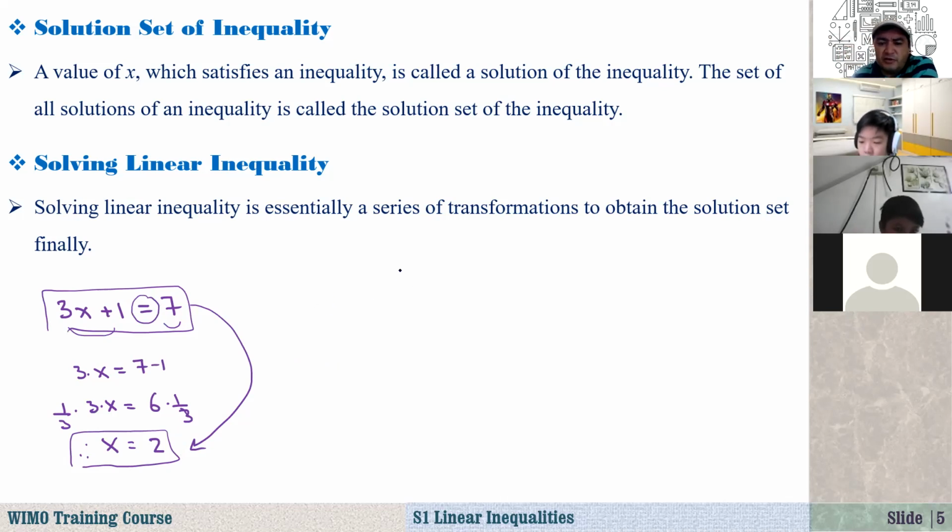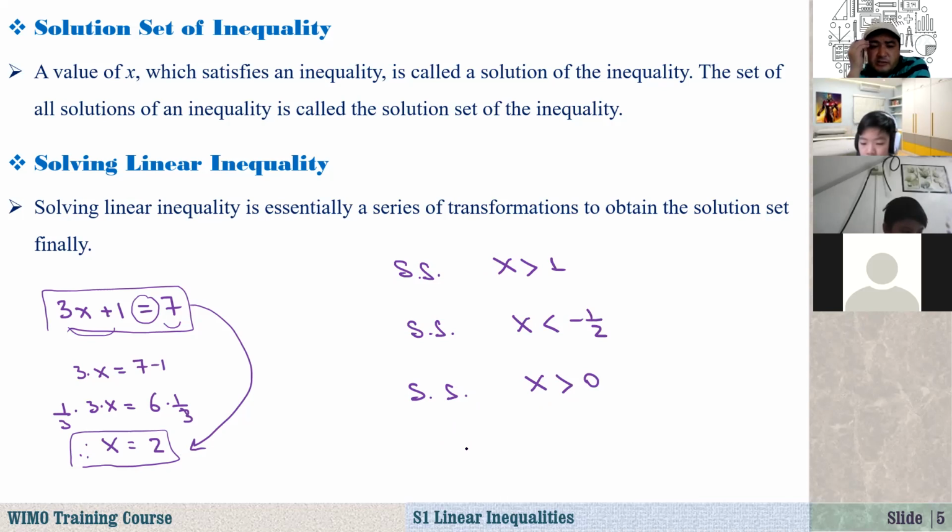And sometimes, for example, let's say a solution set. What is it? For example, all numbers greater than 1. Or another solution set, for example, all numbers that are less than negative 1 over 2. And another solution set, for example, all positive real numbers, that is, greater than 0, right? And this kind of thing. And solving a linear inequality, again, solving means that by applying a bunch of these properties, we have to change it into the simplest form. And we have x alone here. Solving a linear inequality is essentially a series of transformations to obtain the solution set finally.